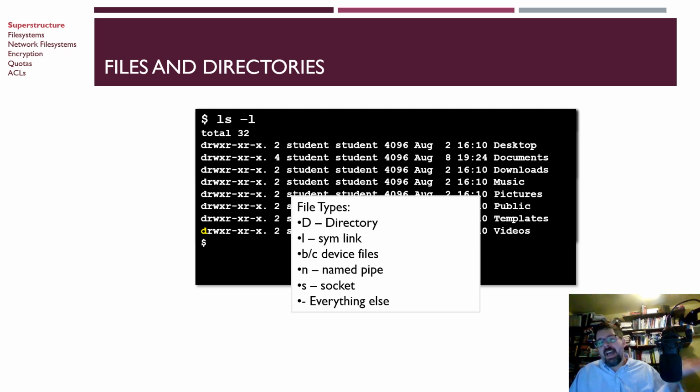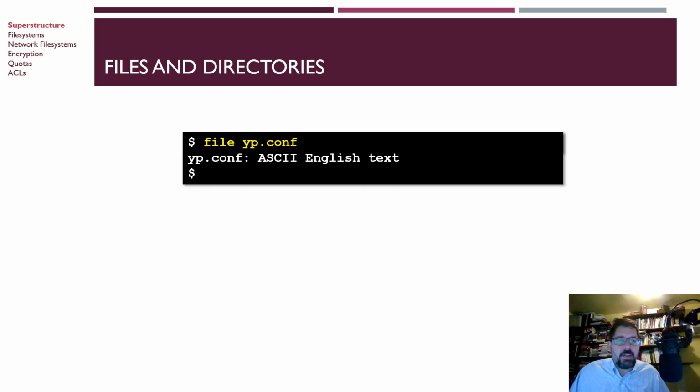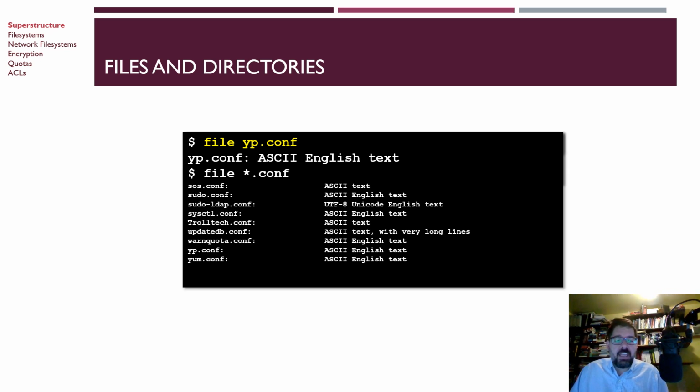And all other files are just going to be a dash, right? So if it's a dash, it's just a file. But if in place of that dash you see a d, an l, a b, a c, an n, or an s, it's one of these other different types of files, which are special types of files. So for example, if I type file yp.conf, the file command is going to tell me that it's an ASCII English text file, right? By looking at the header.